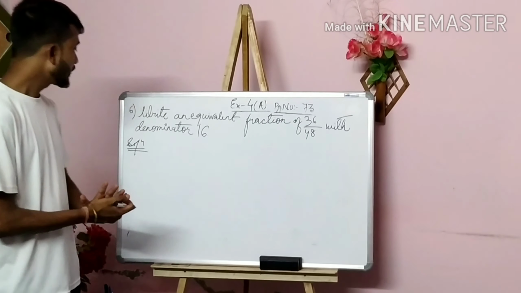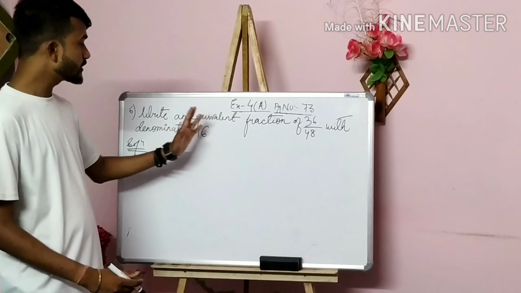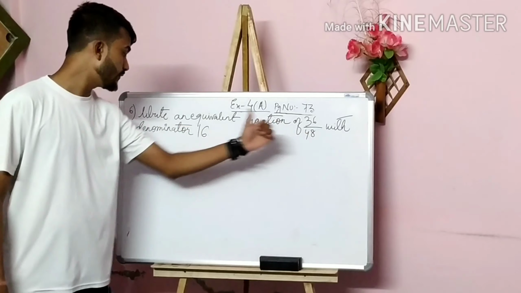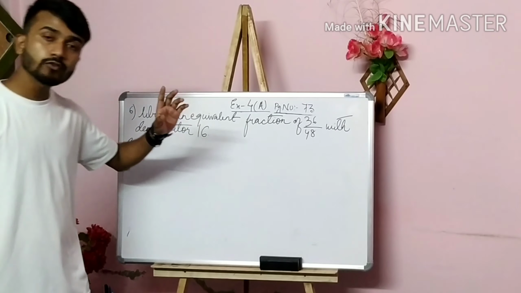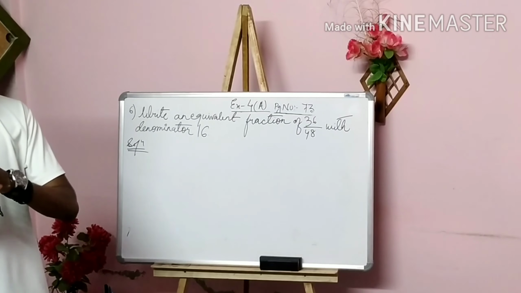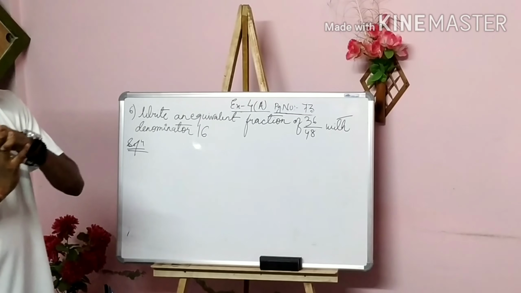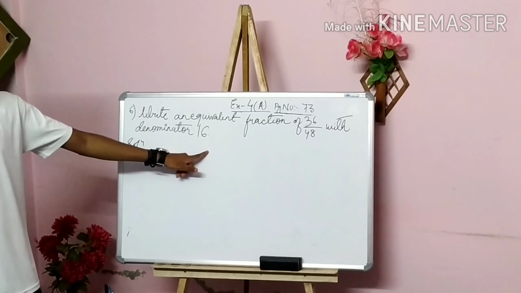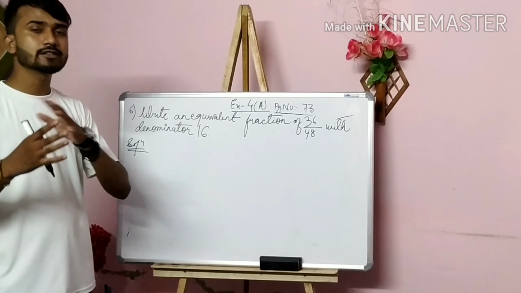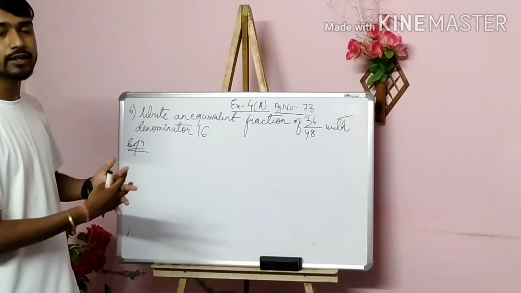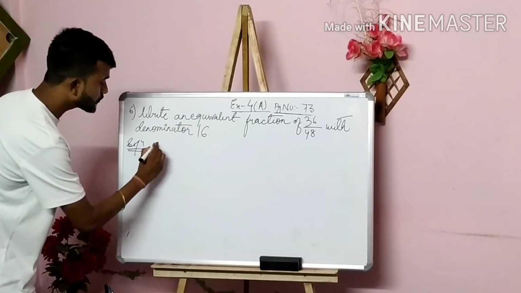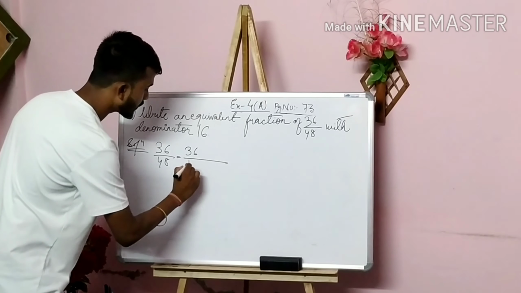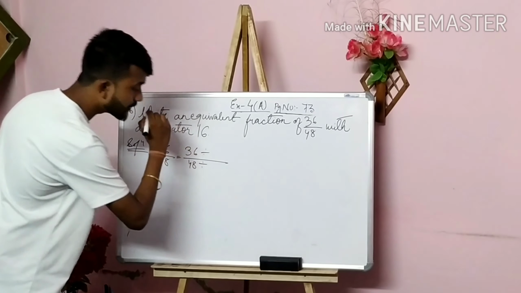Okay, so students, you see here, in the earlier question we did the same kind of question as this one. Write an equivalent fraction for 36 by 48 with denominator 16. We have to find the equivalent fractions only. But there is one more condition: whatever equivalent fraction we are going to find, its denominator should be 16. It is not a very hard question, it is quite easy. So what question are we going to do? 36 by 48, I have written it here.